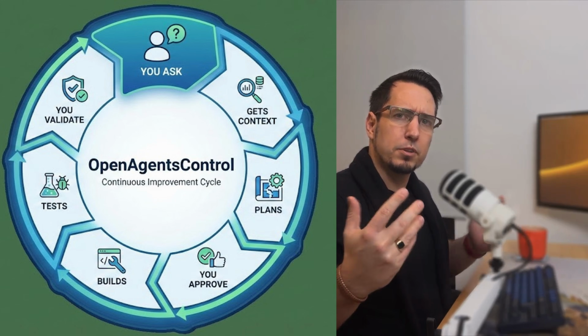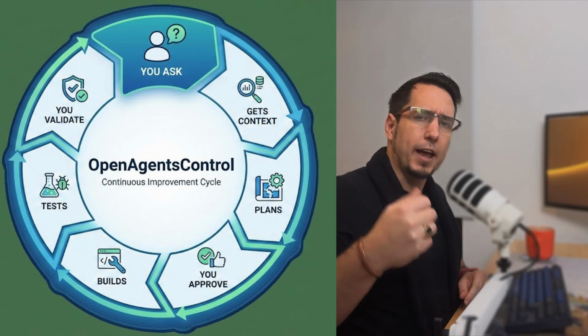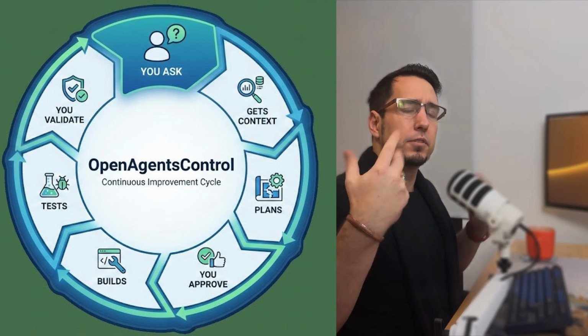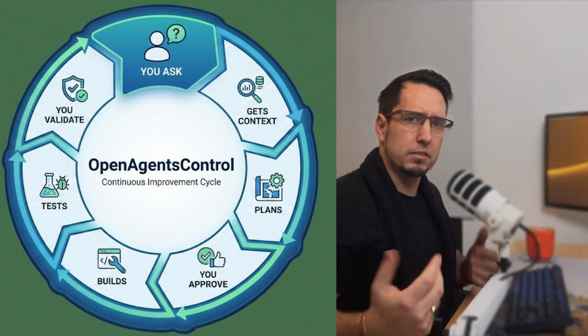I actually want to show you Open Agents Control, the framework that fundamentally changes how AI builds and codes. So most tools are like this. You ask, it builds, and you hope it's right. Where Open Agents Control comes in, you ask, it plans, it understands your standards, you approve the plan, then it builds, and then it validates, and the cycle repeats. This core difference means you're actually in control.